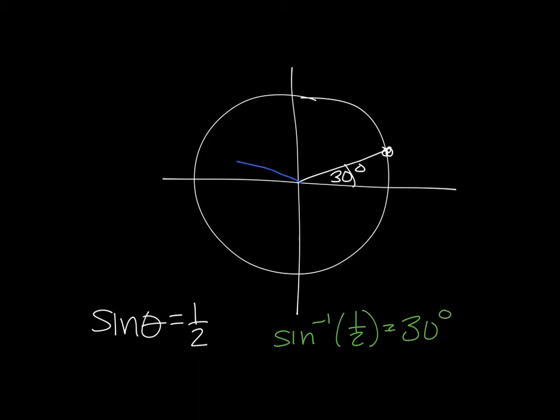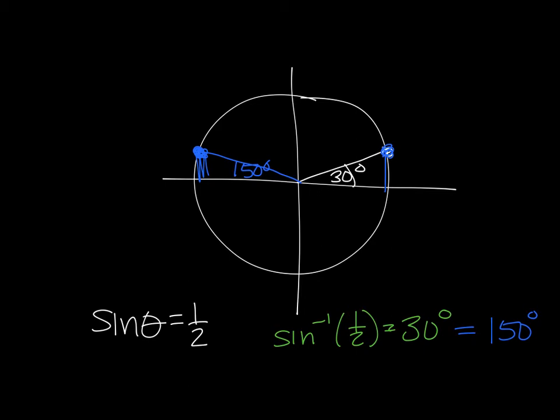Because I could also say over here at 150 degrees, it also equals positive 1/2, doesn't it? Positive 1/2 here, positive 1/2. We're talking about the y value. The y value is short, and it's positive. So I can also say it equals 150 degrees. But that's a problem. I don't want two answers, then it's not a function, and if it's not a function, we can't use it.